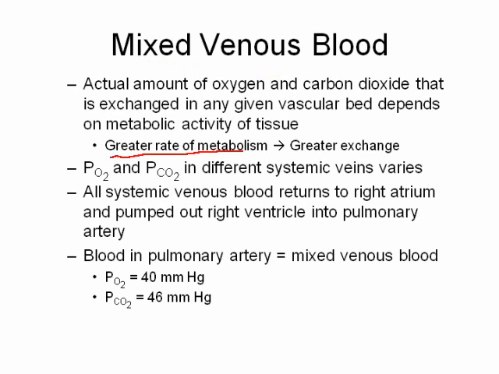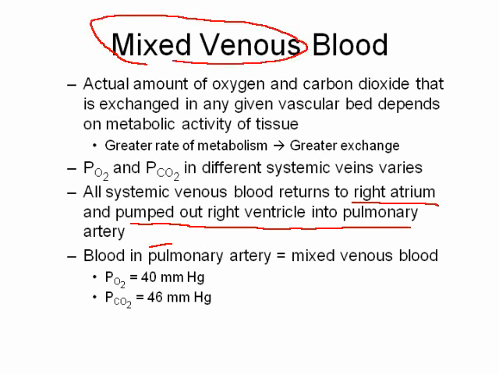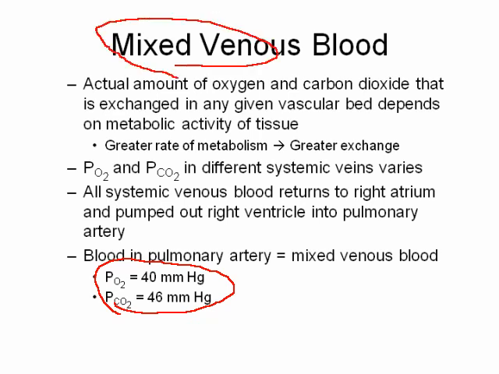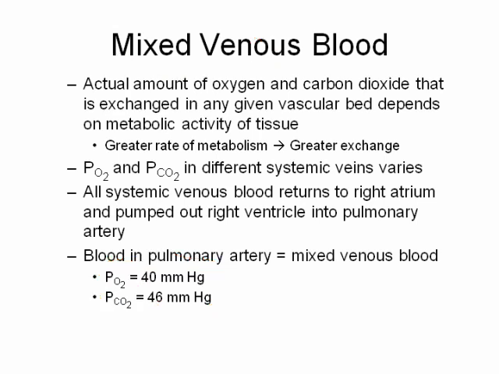And of course, a greater metabolic rate means greater exchange. So the partial pressures for these two gases are going to be different in different veins. There's going to be variation. But by the time all the systemic blood returns to the right atrium and is pumped out of the right ventricle into the pulmonary artery, it is a mixture of the blood from the various parts of the body. And even though different capillary beds may have different partial pressures for both oxygen and CO2, because we have this mixture, also called a venous admixture, getting to the lungs, it generally is going to have a fairly invariant partial pressure profile.